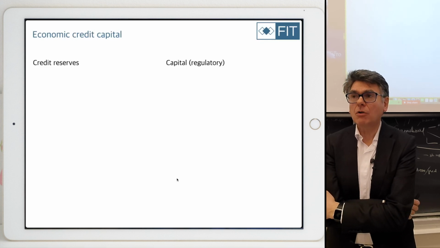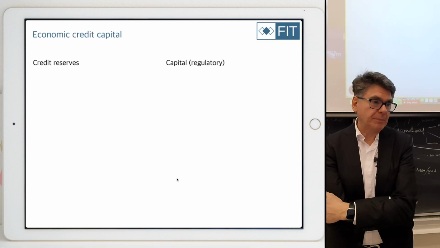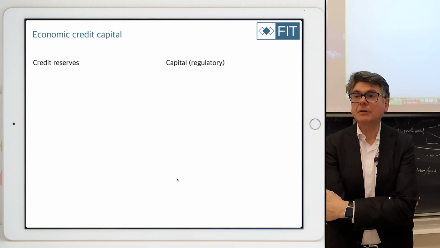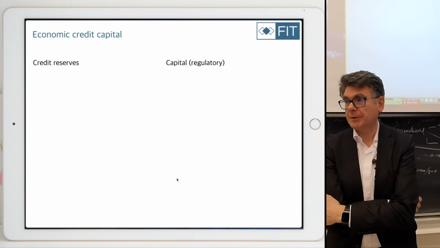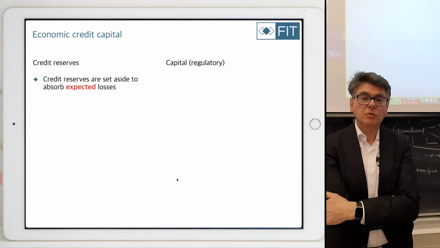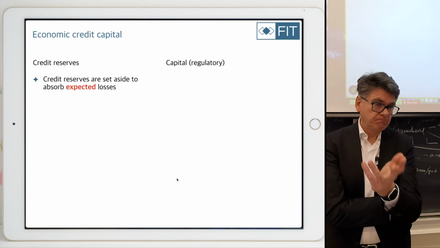Let me now talk about the economic credit capital, which is the way to do risk accounting. There are two objects, credit reserves and regulatory capital. Credit reserves are set aside to absorb expected losses.